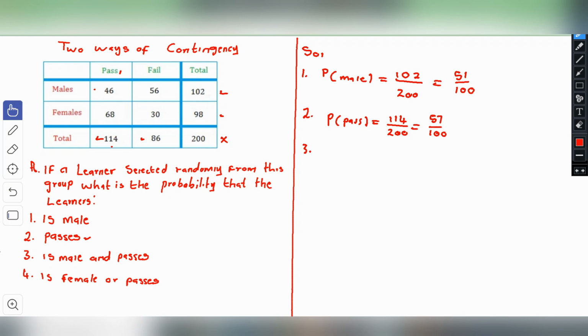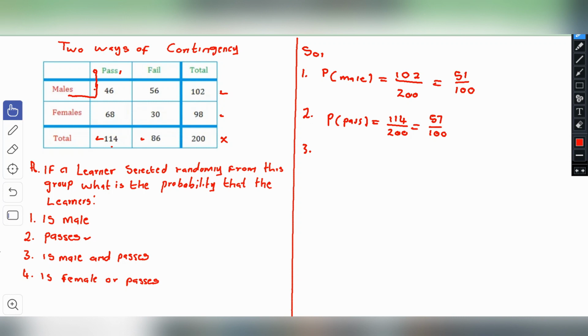You can see that now they are specific that they don't only need the number of learners who pass, but the number of males who pass, right? So we have male and pass. So how do we do that? We are going to check the row of males, the column of males. Here it is, we have male here, and where is pass? And then we have pass here. Therefore, we're going to draw something like this. Where do they meet? You can see that they meet at 46. That's where the males and pass meet.